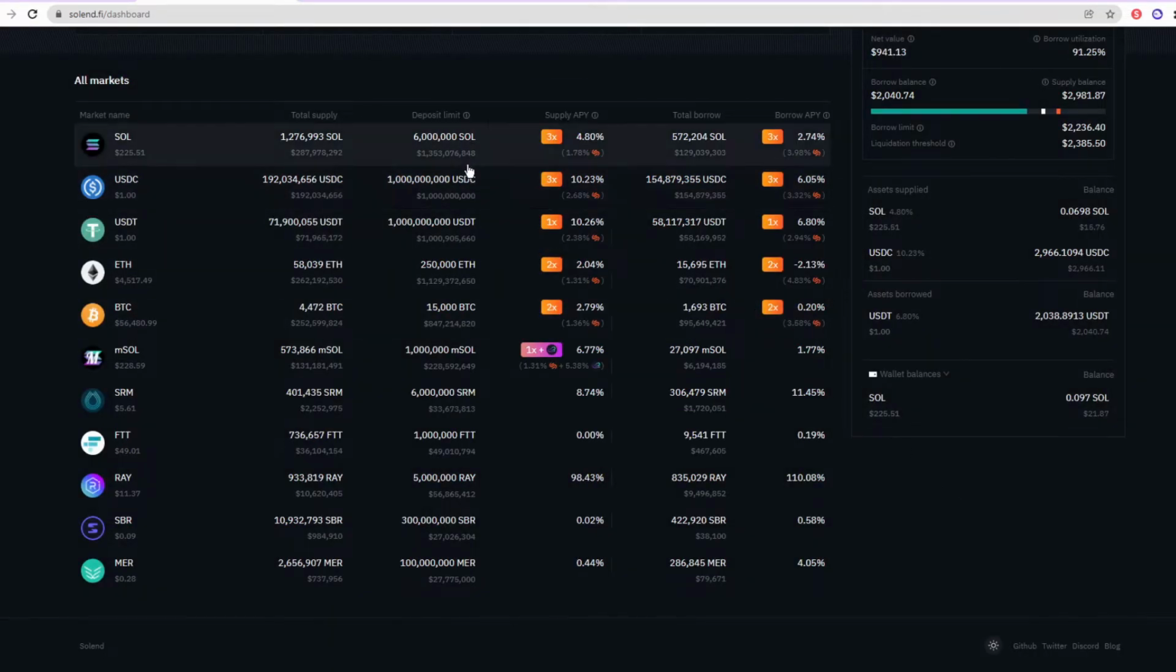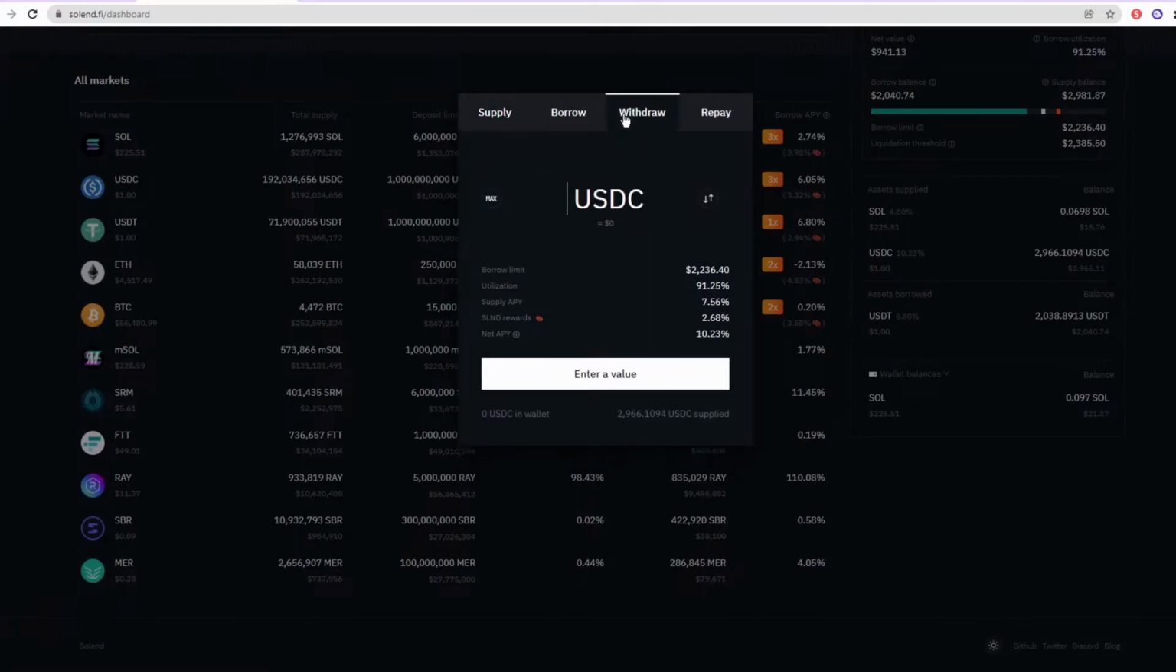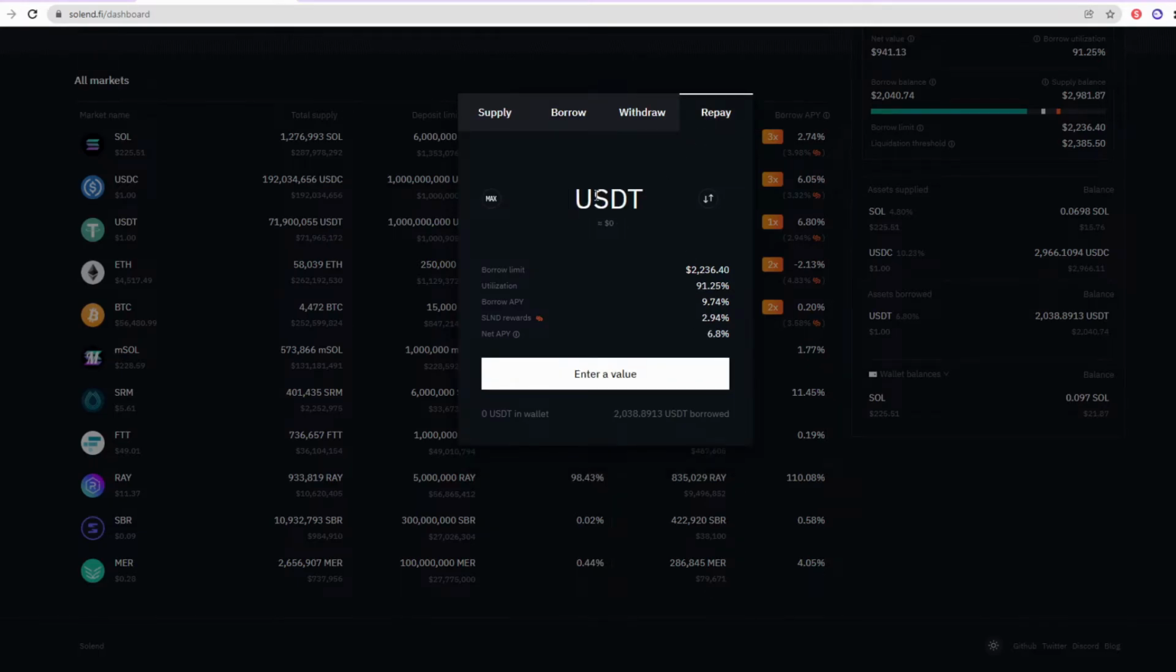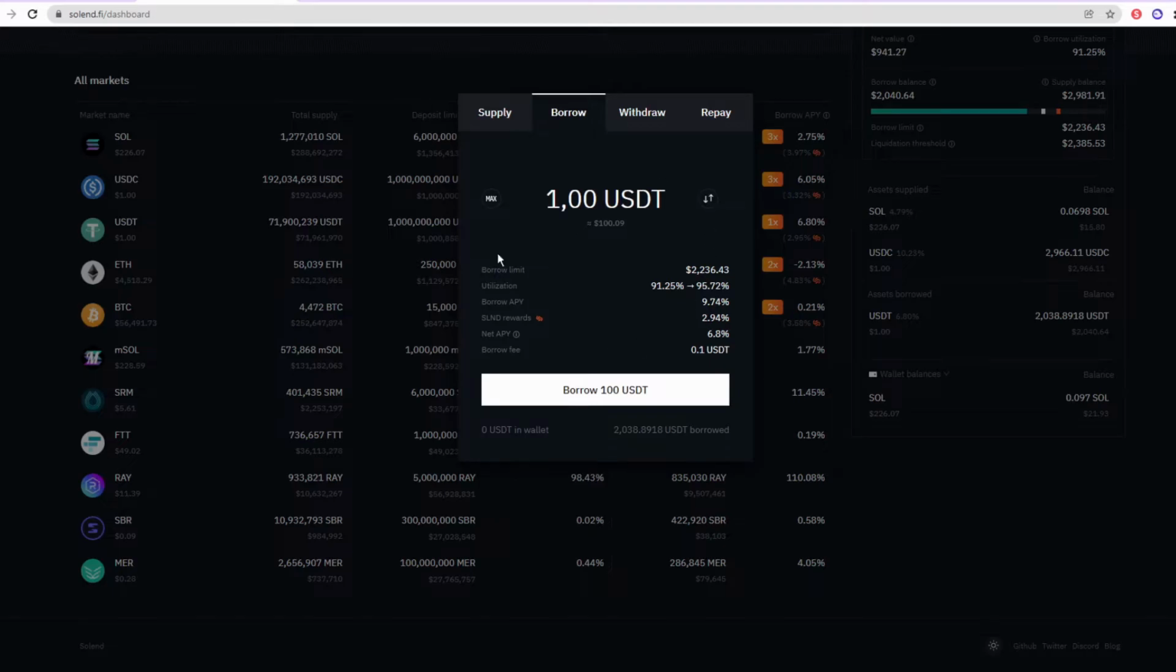Whatever you supply, you can withdraw. And when you withdraw, there are no fees. The only fees you need to pay are the Solana gas fees, which are in the region of a few cents. And when you borrow, let's say I borrow USDT, you see it's a 0.1% borrow fee. You can repay, and when you repay, there are no fees as well. So the only fees incurred are when you borrow. Whenever you borrow, there is a fee. Just take note, it's all transparent and written there. Alright.